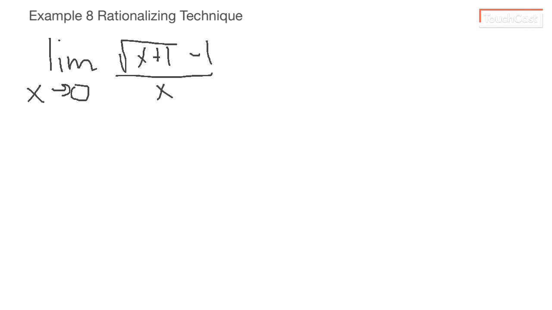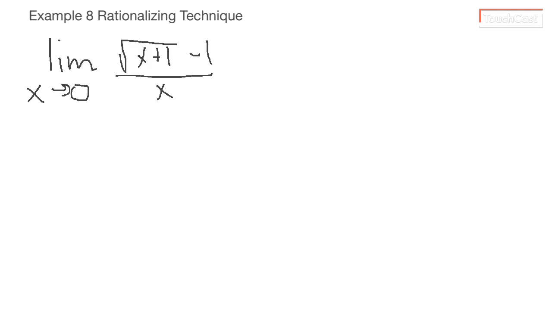So if we do this by direct substitution, we're going to get the square root of 0 plus 1 minus 1 over 0. And it doesn't really matter what we're going to get in our numerator because our denominator is going to be 0. We can't divide by 0. So direct substitution is not going to work in this particular problem.